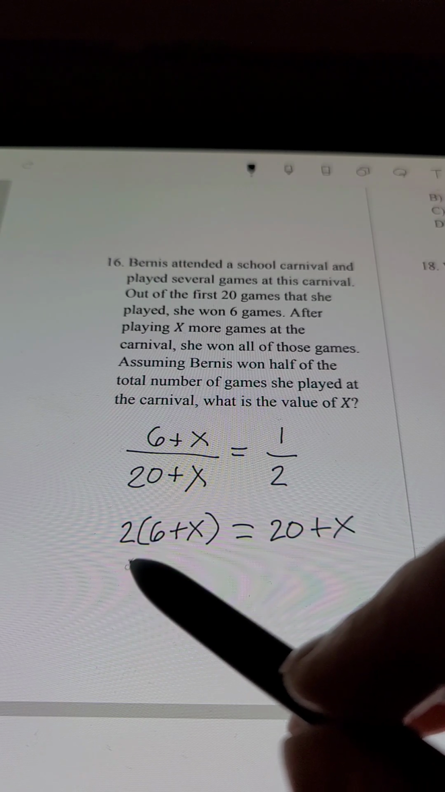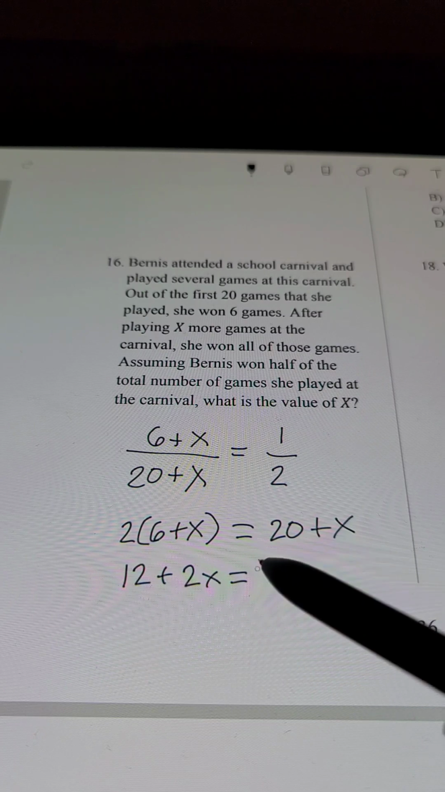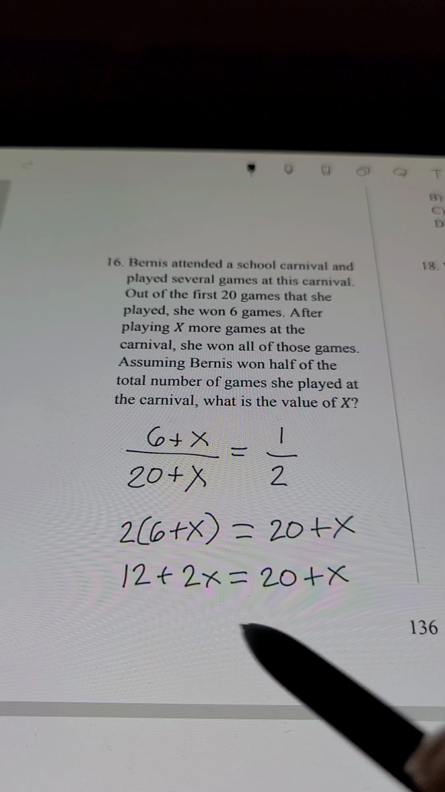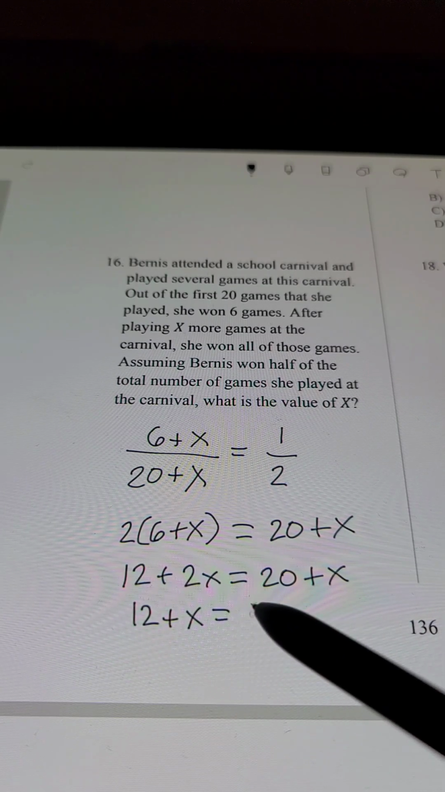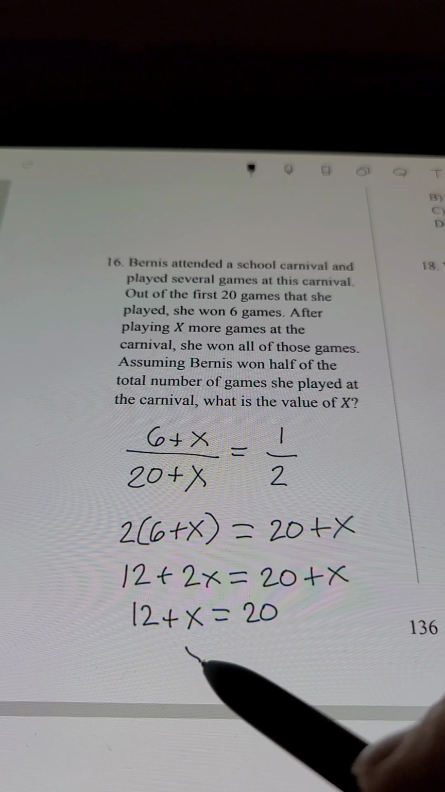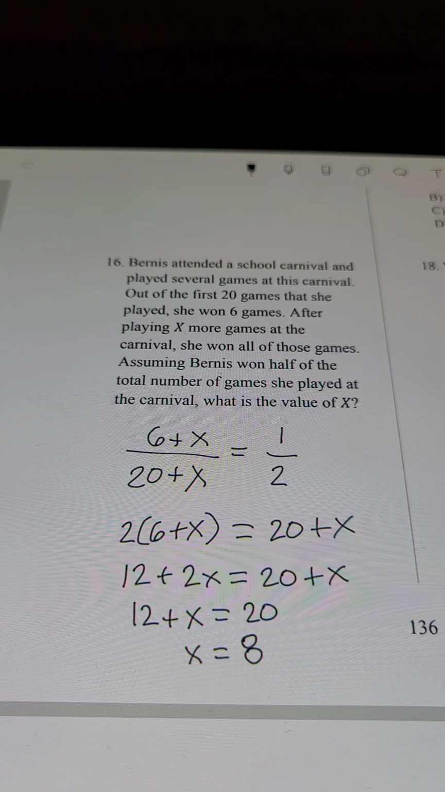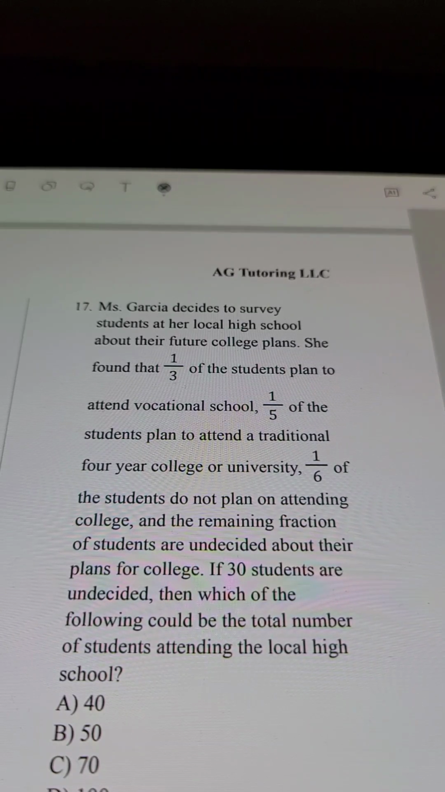Now I'm going to distribute. 2 times 6 is 12. 2 times X is 2X. And then that's equal to 20 plus X. Now I'm going to subtract X from each side. So I'm going to get 12 plus X is equal to 20. Now I'm going to subtract 12 from each side to get X completely by itself, and I'm going to get that X is equal to 8. So that's my answer. So pause to read number 17 if you haven't already.